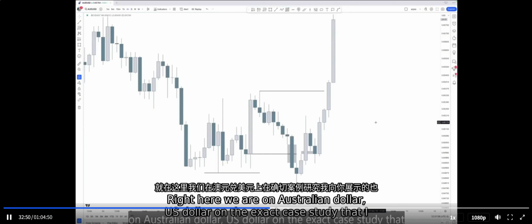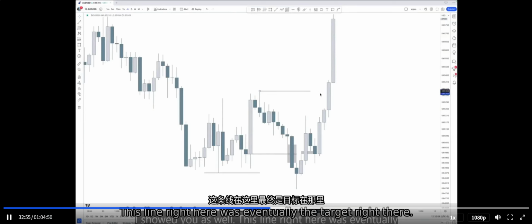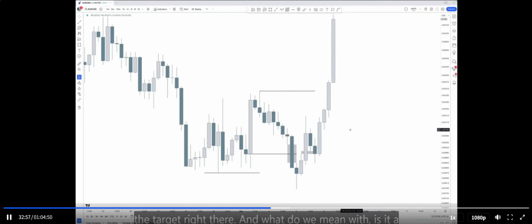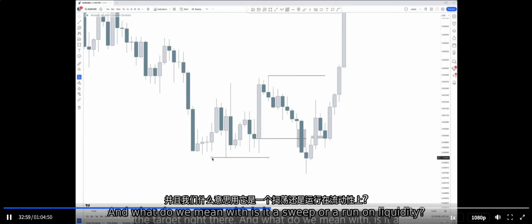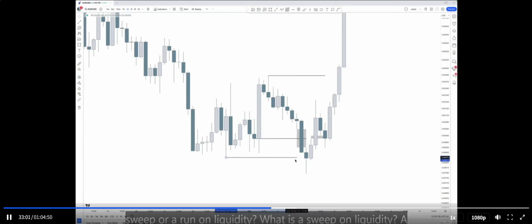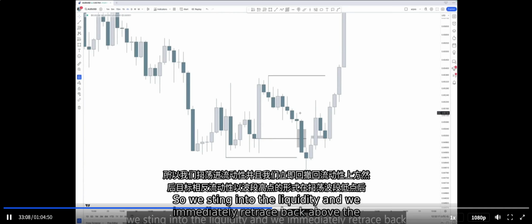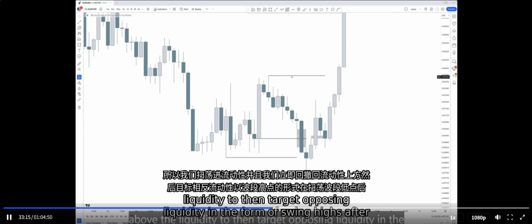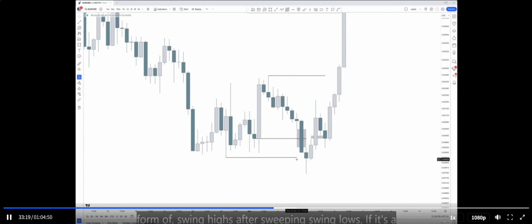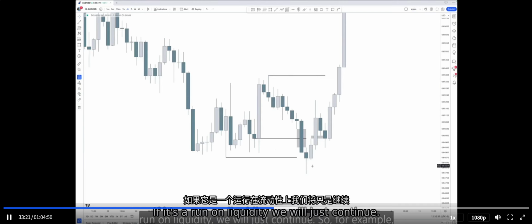And what then is a sweep or a run on liquidity? Right here, we are on Australian dollar, US dollar on the exact case study that I showed you as well. This line right here was eventually the target right there. And what do we mean with, is it a sweep or a run on liquidity? What is a sweep on liquidity? A sweep on liquidity is when we sting into the liquidity and we immediately retrace back above the liquidity to then target opposing liquidity in the form of swing highs after sweeping swing lows. If it's a run on liquidity, we will just continue.